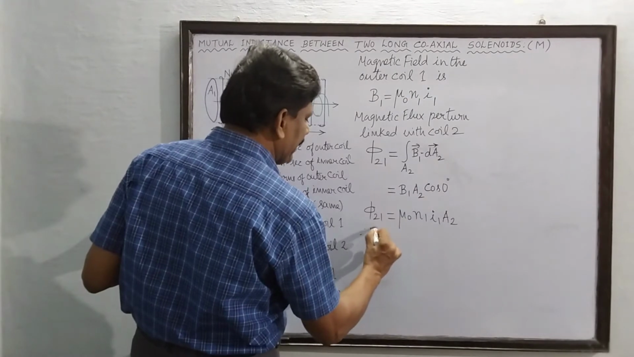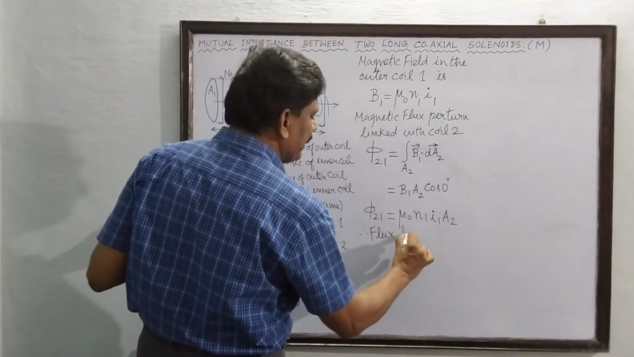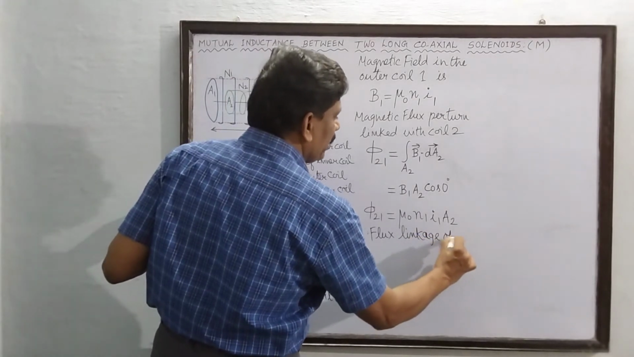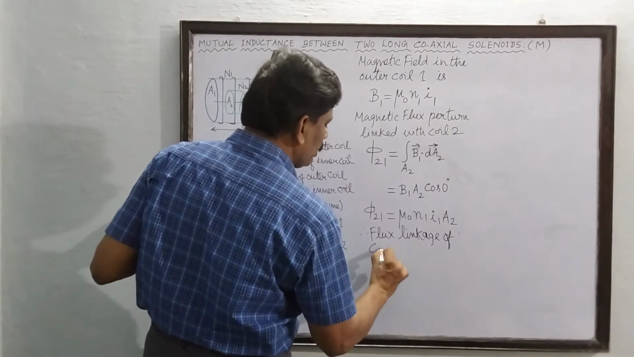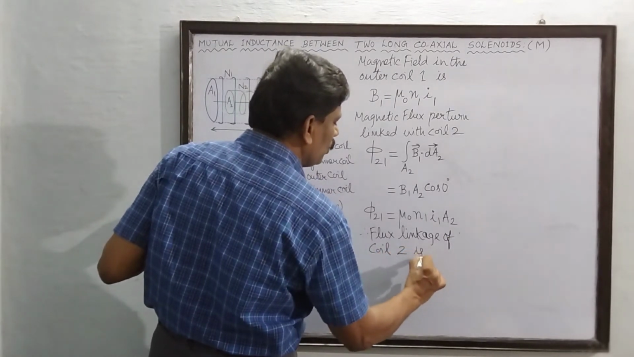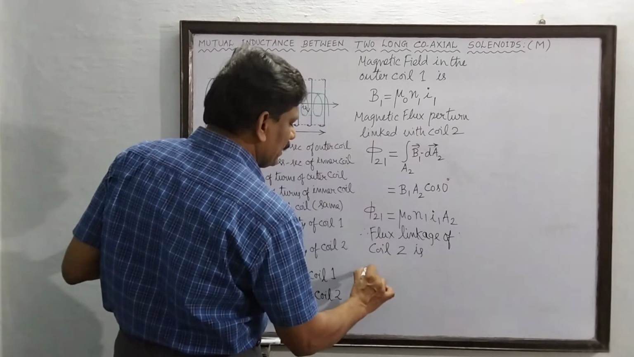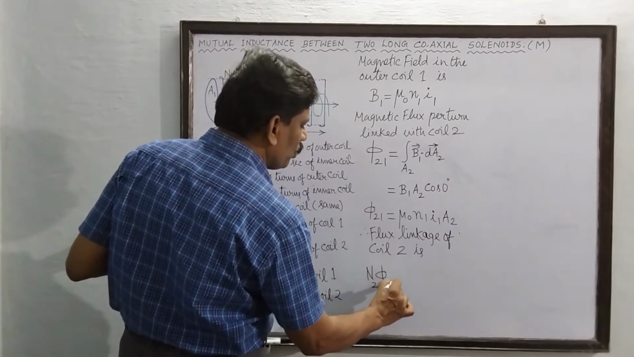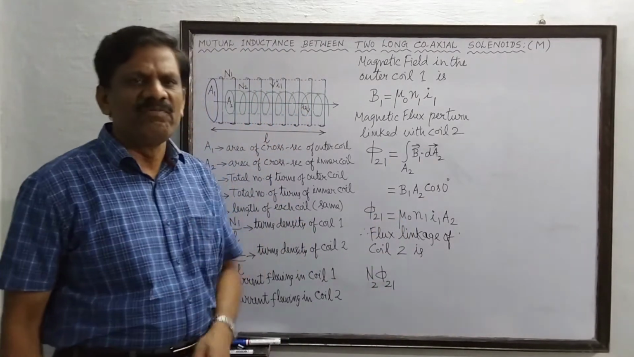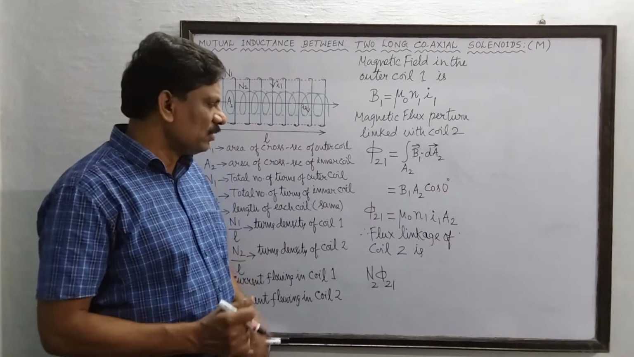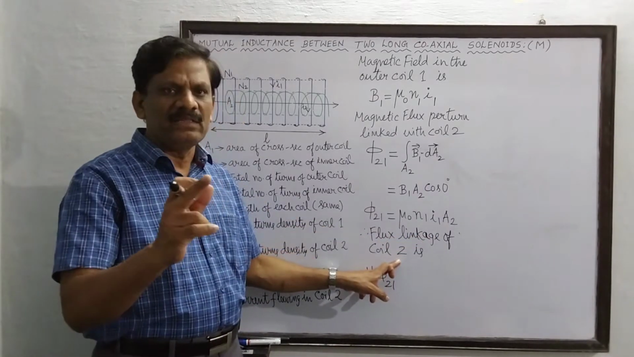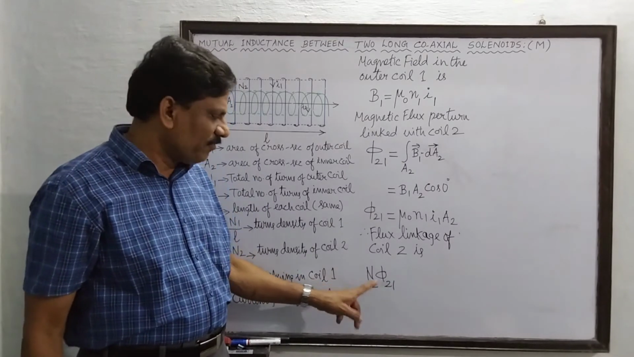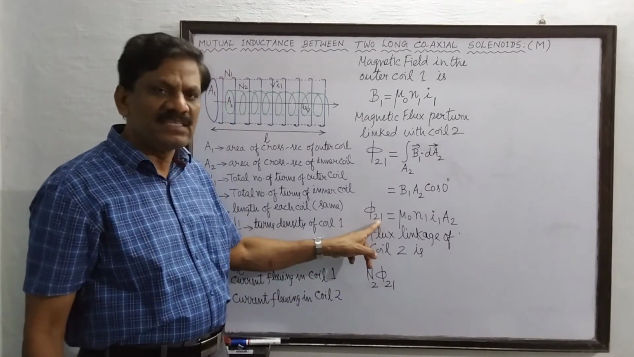Therefore, flux linkage of coil 2, flux linkage of coil 2 is given by N2 times phi 2 1. If you write the subscript correctly, there is no confusion. So, this is the flux linkage of the second coil. The second coil has a total number of turns, how much? Capital N2. Therefore, I am substituting N2 times this phi 2 1.